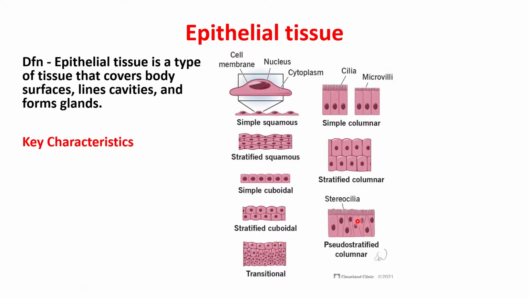So all this set of epithelium are the ones that will be found on the body surfaces, will line various cavities, and will form the various glands and ducts.